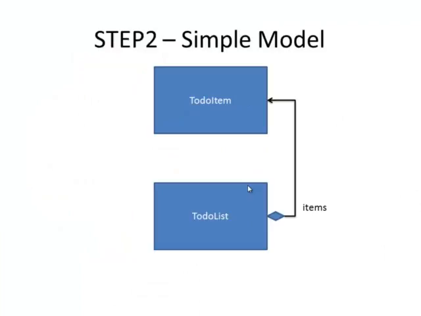So our next step is we're going to define a simple model. This is going to be a two-layer model. We're going to start with a to-do item, which is just going to have a descriptive text inside of it, and a to-do list, which is going to have a list of to-do items inside of it. So very, very simple model.